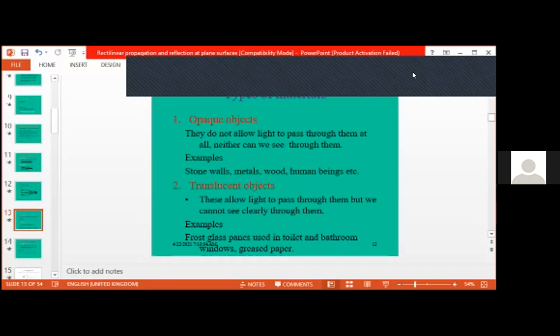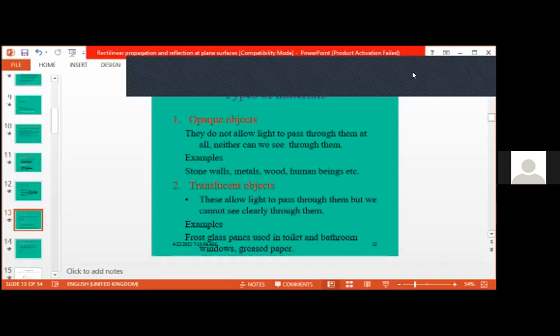What is a transparent object? Transparent objects are the ones which allow light to pass through them. Yes, but there's something missing in it. We can see clearly through them. Yes, they allow light and we're able to see through them. Those are transparent. Then, of course, you have the third type of object, which is translucent.